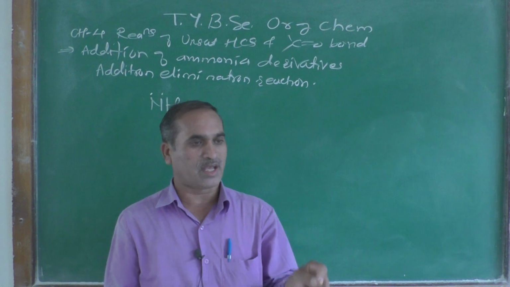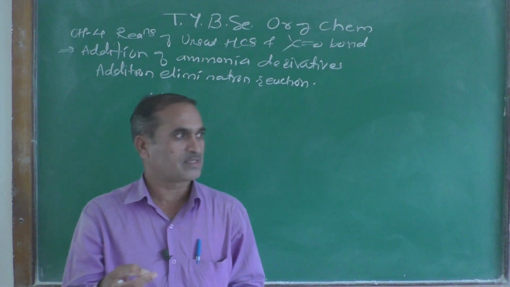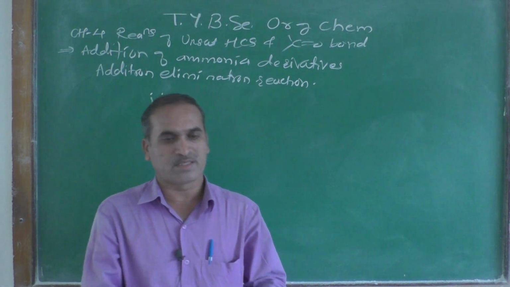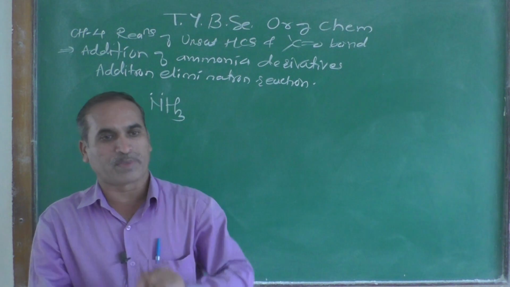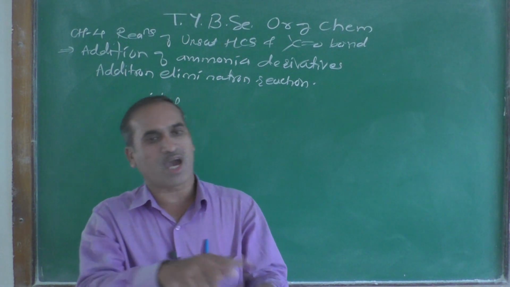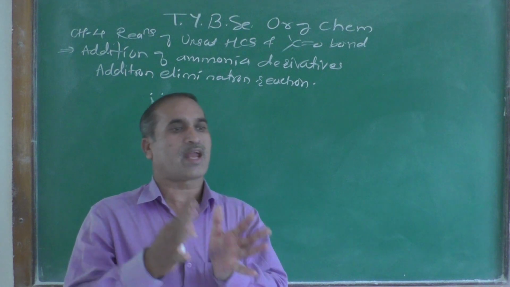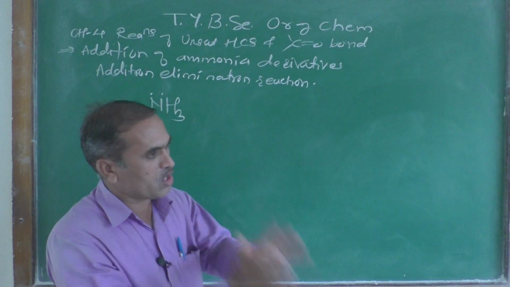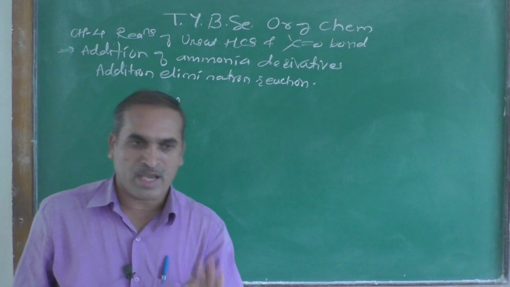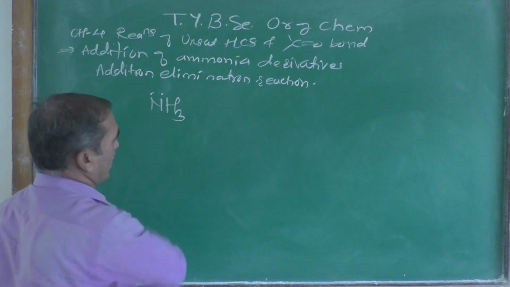Remember, nitrogen contains a lone pair, and according to the Lewis acid-base theory, the species capable of donating a lone pair are known as bases, or they may be negatively charged, right? They are nucleophilic in nature, they act as bases. In ammonia, the nitrogen atom contains a lone pair, and therefore it acts as a base. Now there are the 3 hydrogen atoms.